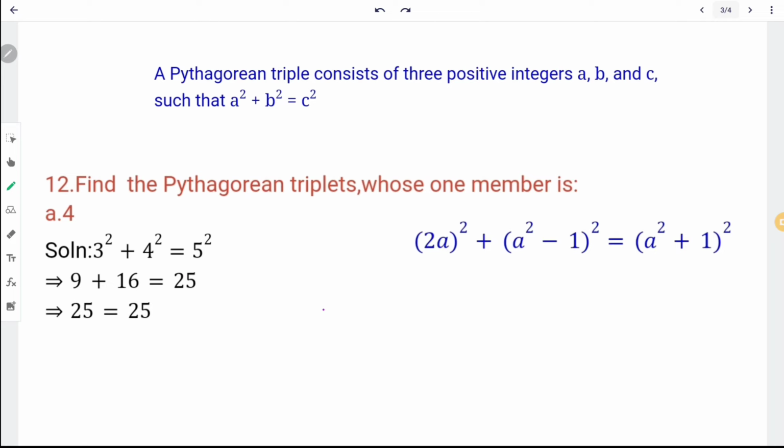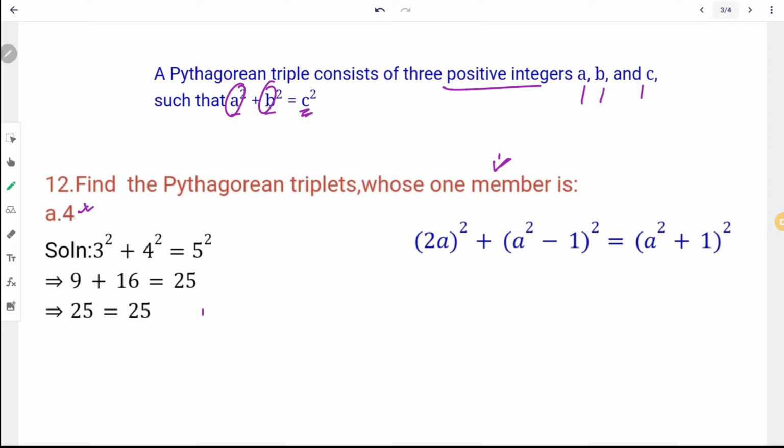Now let's try to solve for Pythagorean triplets. Pythagorean triplets consist of 3 positive integers A, B, and C, such that when I add the squares of two numbers, I should get the square of the third number. Now they've given us one member here. There are 3 numbers, they've given us 1. We have to find the other 2.